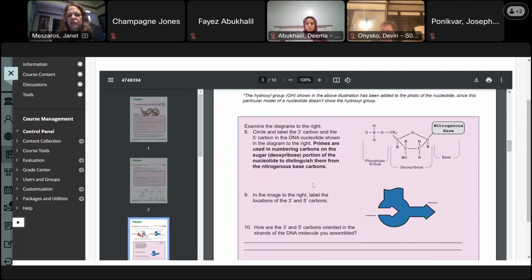In the image to the right, label the locations of the 3' and the 5' carbon. So this is where the 5' carbon would be, and this would be the 3' carbon. How are the 3' and the 5' carbons oriented in the strands of the DNA molecule you assembled? They're opposite to each other, aren't they? They're opposite.